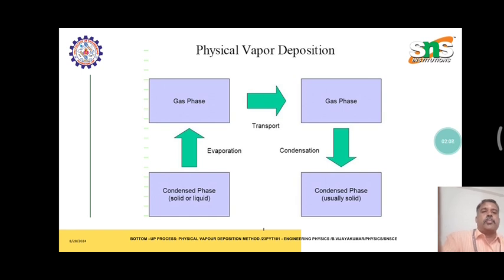Physical vapor deposition is a form of gas phase transport. We get a gas phase, which then forms by condensation. The condensation phase is usually a solid, but the starting phase is a solid or liquid. It starts from evaporation, then changes to the gaseous phase.